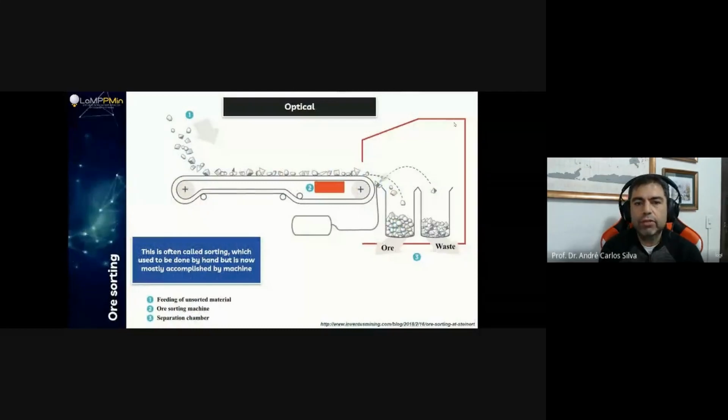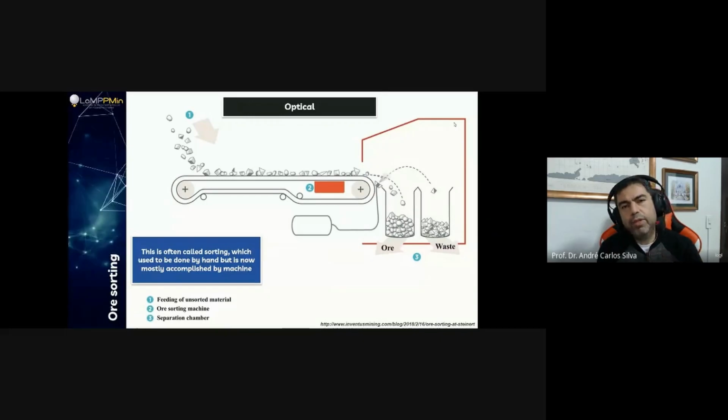Okay, so the first property that we can actually exploit is optical properties, and definitely we can do this manually. We can just put all our material on the table and start looking and separate it, the blues from the yellows and so on. And that's quite common for diamonds, even for other gems like emeralds in Brazil, or even some gold nuggets. You can just go there and pick by hand.